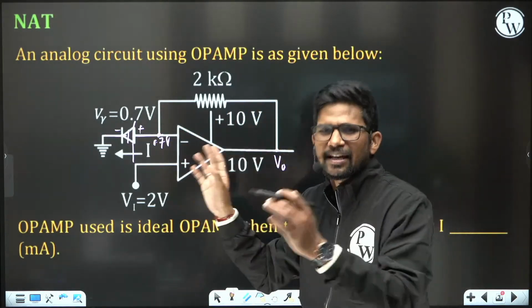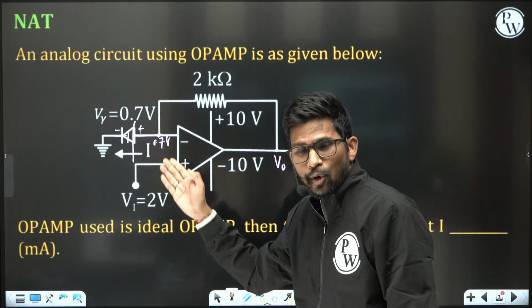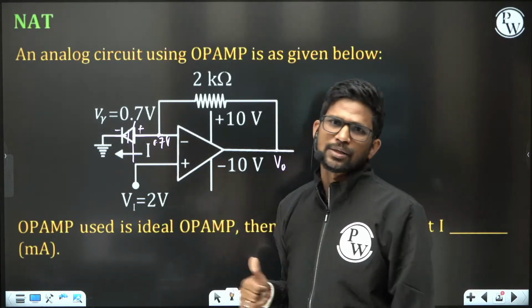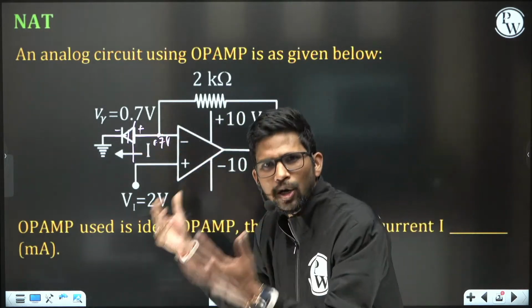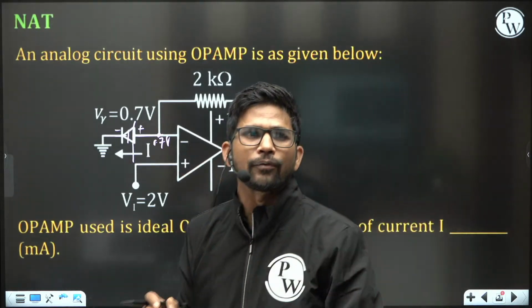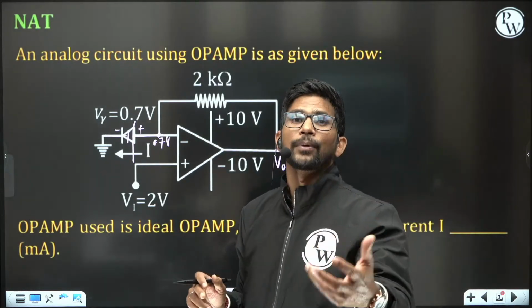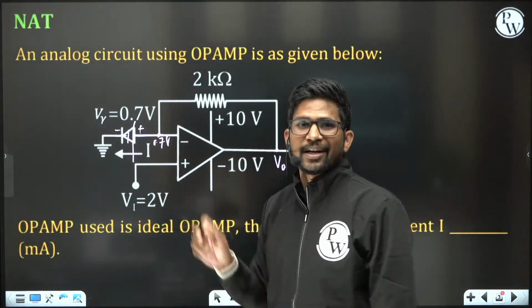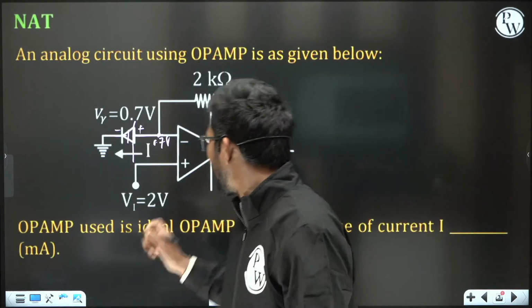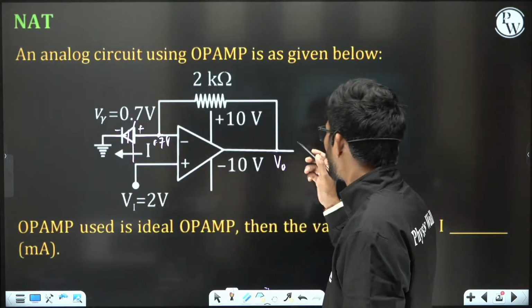I can say that this connection is not making this op-amp work in negative feedback condition, because the diode gets on and fixes the voltage at 0.7. So negative feedback is not present here, positive feedback is also not present here. This circuit is working in open loop configuration, and as soon as it is working in open loop configuration, it works as a comparator because the op-amp is ideal. If V plus is greater than V minus, output will be plus V sat. If V plus is less than V minus, output will be minus V sat. Here V plus is 2 volt, V minus is 0.7 volt, 2 volt is greater than 0.7 volt, therefore output will be plus V sat.